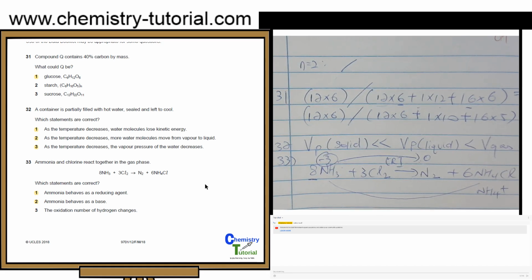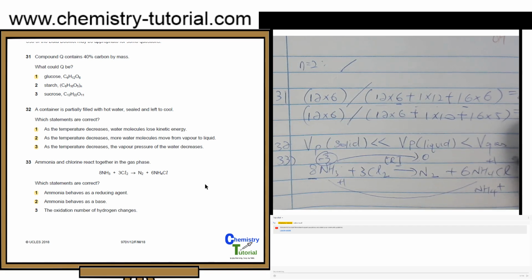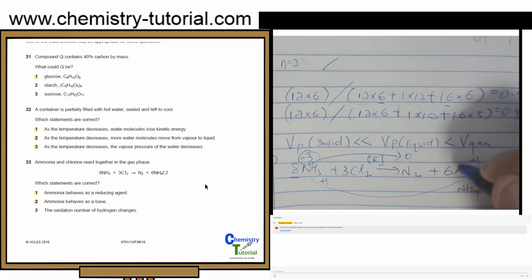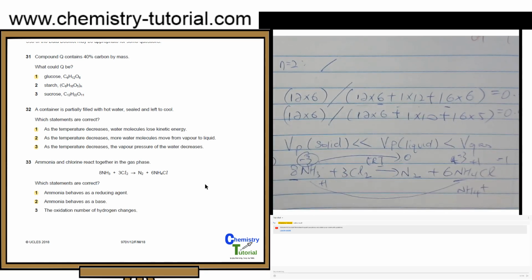Last option, the oxidation number of hydrogen changes. Well, the oxidation state of hydrogen in NH3 is +1. Over here it is still +1, so there's no change. The oxidation state of chlorine over here is -1. Over here is -3 for nitrogen. So the answer for 33 is option 1 and 2.